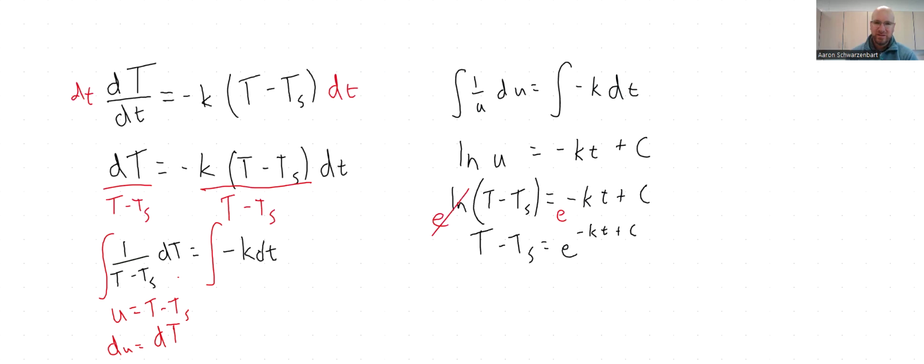Okay. And then I'm going to split this. And that's just exponent rules where I take the plus, I add the exponents. Now I need to solve for C. And we're going to plug in T0 for initial temperature.